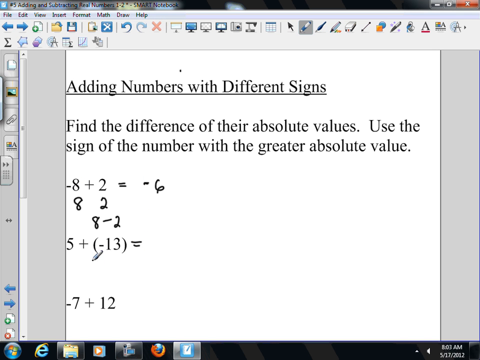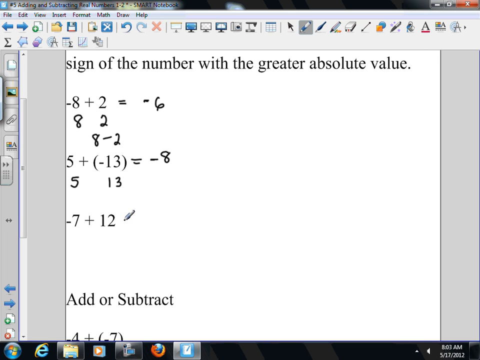Okay, so let's do this next one. Absolute value of 5 is 5. Absolute value of negative 13 is 13. The difference between them is 8. So we want the sign of the number with the bigger absolute value. Well, 13 is bigger, but that came from the absolute value of negative 13. So we make it a negative 8.